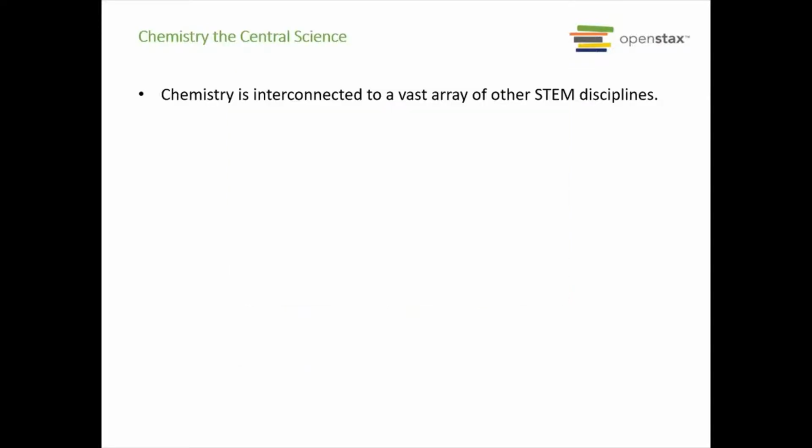So chemistry is often called the central science. In fact, when I took general chemistry, that's what my textbook was called, the central science. And that's because it's interconnected to all these different STEM disciplines. For those of you that aren't familiar with the term STEM, that stands for science, technology, engineering, and mathematics.